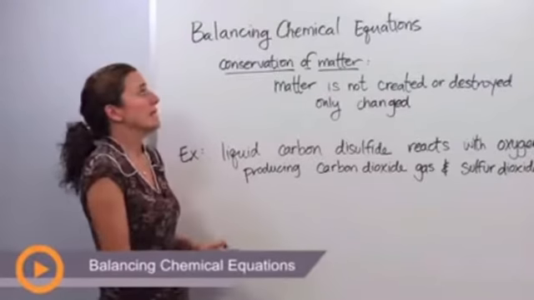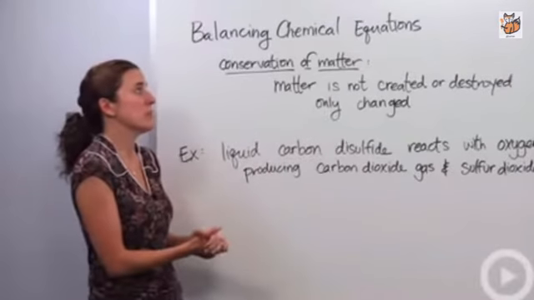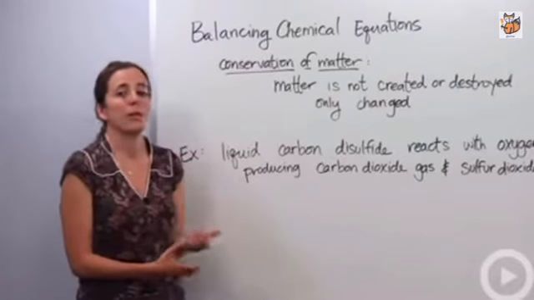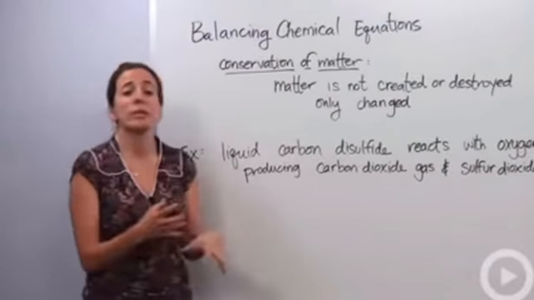All right, so let's talk about the balancing of chemical equations. And we're dealing with chemical equations and balancing them. We have to make sure we adhere to a simple rule, and that's the conservation of matter. You might know it as the conservation of mass. And that is saying that matter is not created or destroyed, it's only changed, okay?